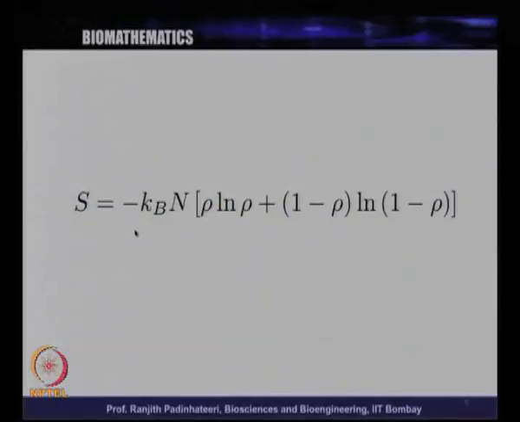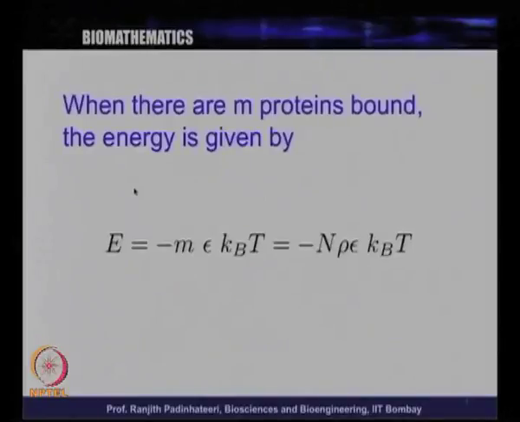S can be written as minus k b n rho log rho plus 1 minus rho log 1 minus rho. So, we can rewrite it, and you can see that this is the entropy. So, we said that the energy is m epsilon k b t, which is minus n rho epsilon k b t. You can write in terms of rho here.